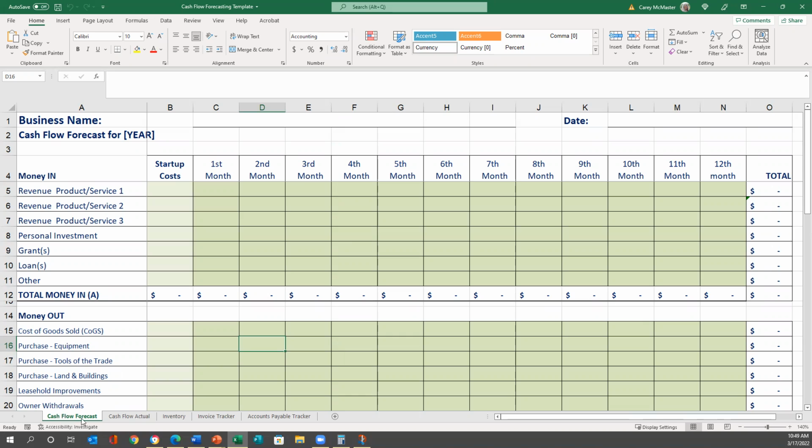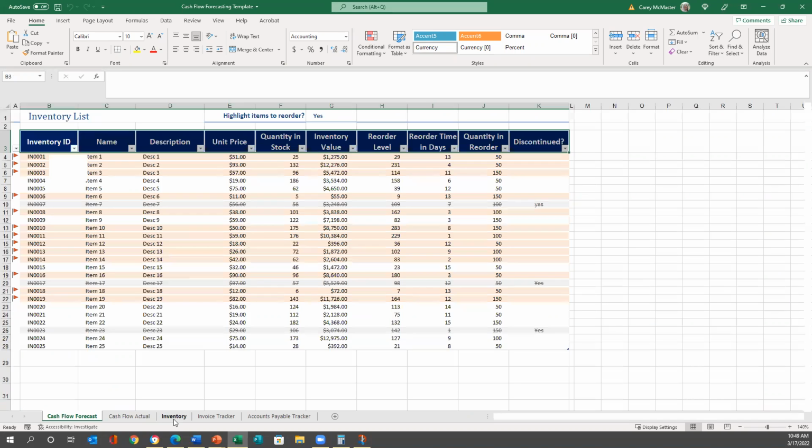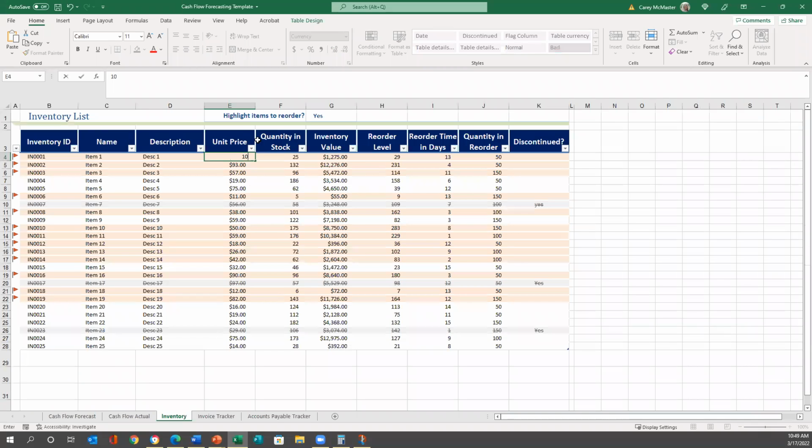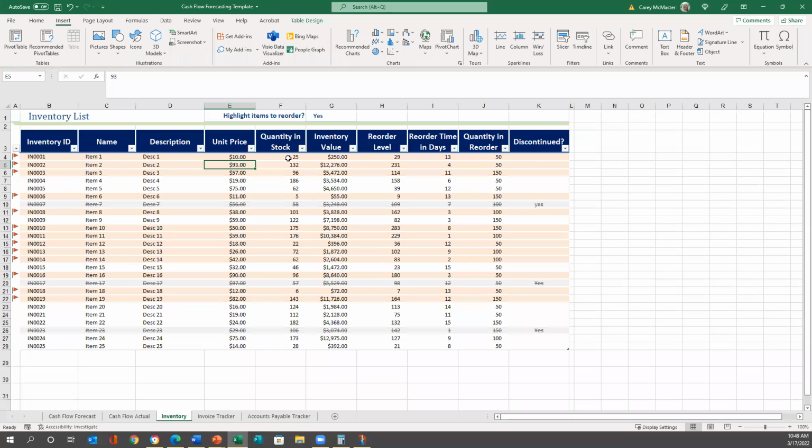There is a cash flow forecast and the cash flow actual. I've even included a couple of other forms that, if you have inventory, you can just put the information in these forms and it will change. So for example, if you had an invoice, you could put the item number in and the description, and then say the unit price is maybe $10. So the inventory value automatically changes. And if you ordered 50, it shows you how many are in inventory, what your reorder level is, and when you need to order. So that's a nice little option.